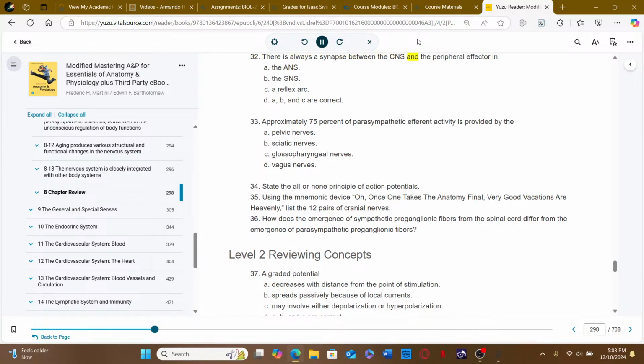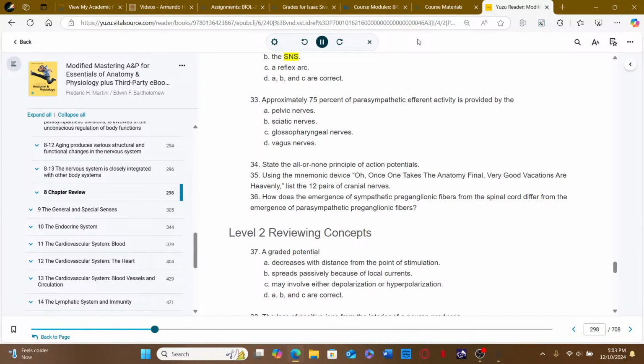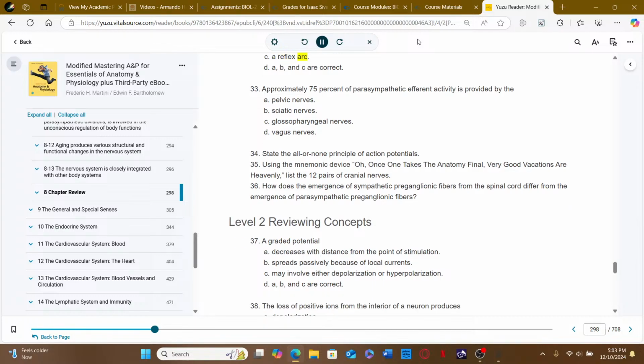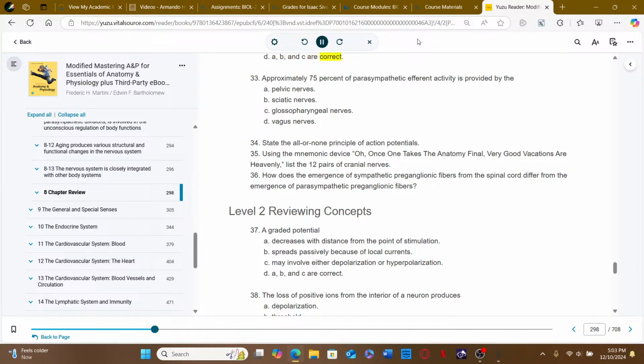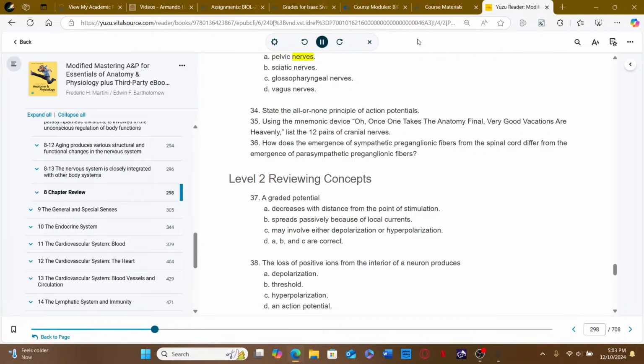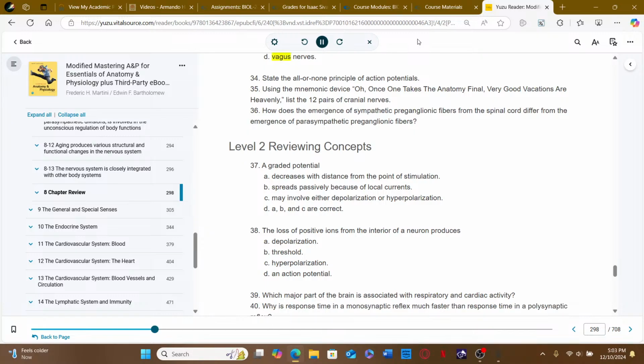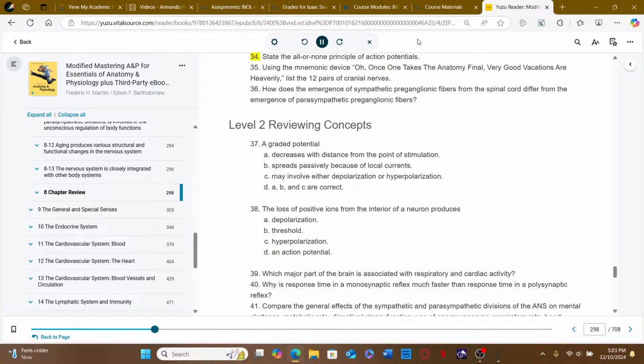32 There is always a synapse between the CNS and the peripheral effector in the ANS. The SNS. A reflex arc. A, B, and C are correct. 33 Approximately 75% of parasympathetic efferent activity is provided by the pelvic nerves. Sciatic nerves. Glossopharyngeal nerves. Vagus nerves.